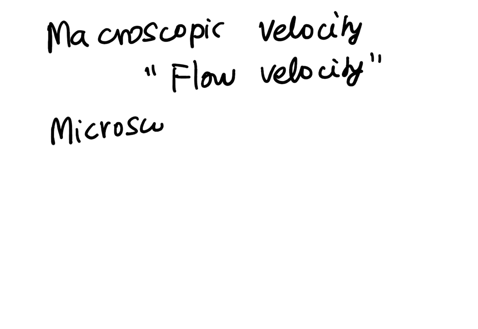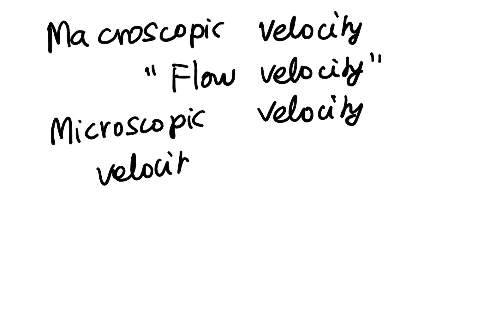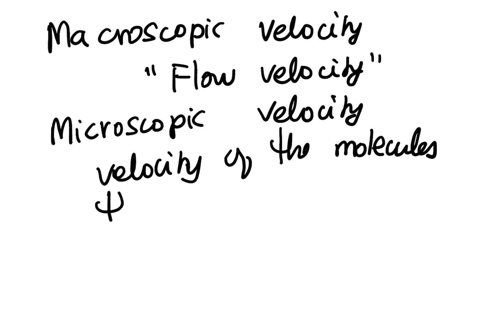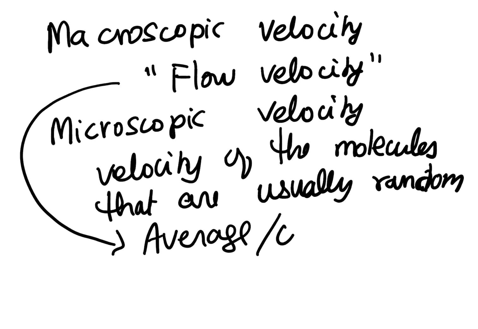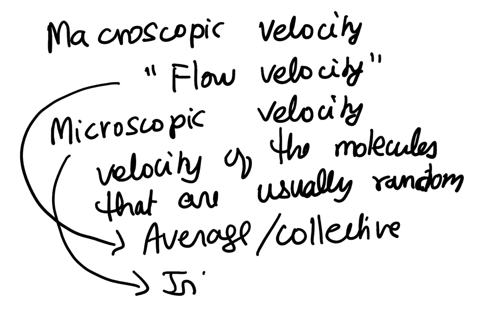On the microscopic scale, the microscopic velocity is the velocity of the molecules, which are usually random. So the flow velocity refers to an average or collective behavior, whereas the microscopic velocity is the individual behavior of the molecules.